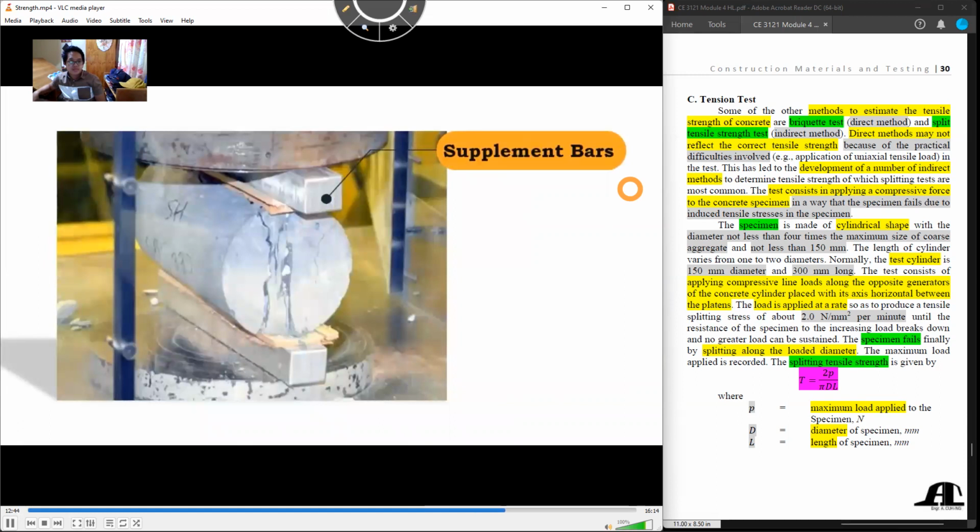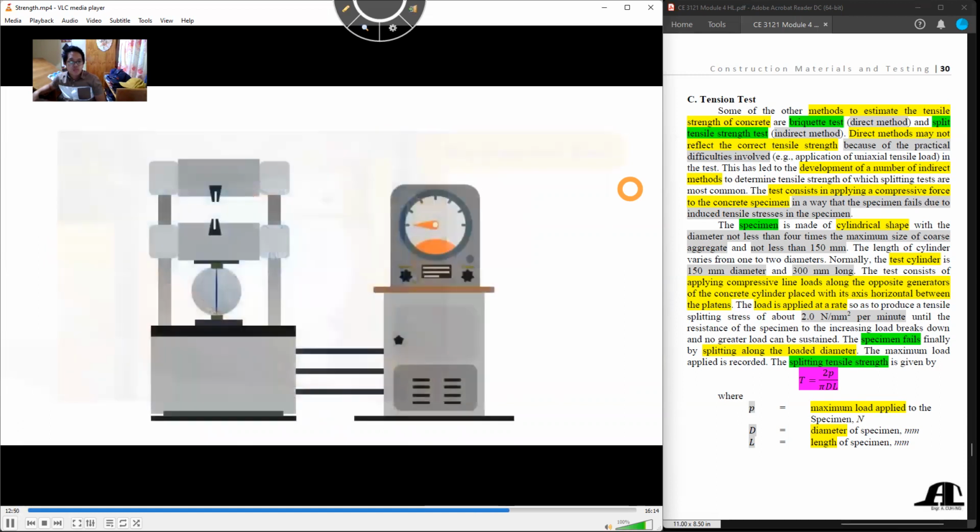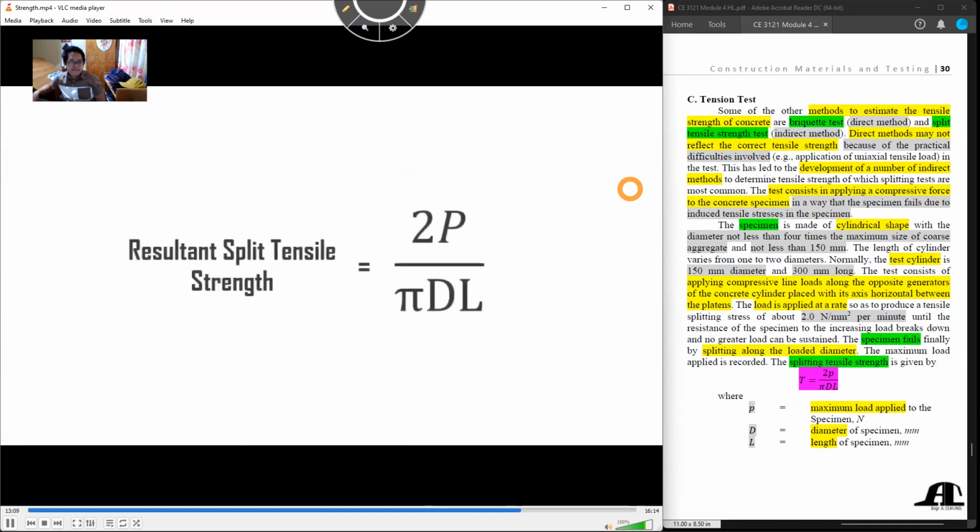Sometimes, supplement bars are placed on top of the plywood depending upon the diameter of the specimen. Now, apply the load continuously at a rate within the range 1.2 to 2.4 MPa per minute. Finally, note down the load at which the cylinder fails by developing cracks. The resultant split tensile strength is calculated by the equation 2P divided by pi into D into L, where P is equal to the load at which the specimen breaks.